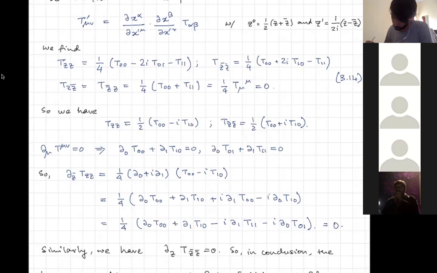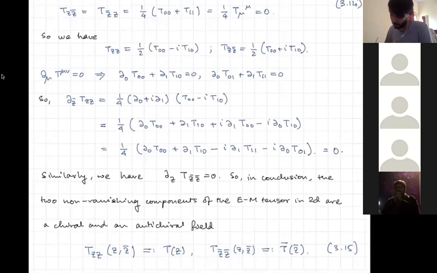Yeah, so here you use the fact that this is traceless. So T00 is going to be minus T01 T11. That's a change from here and here. And these two guys, since T10 and T01 are the same, you can interchange these two. And now what you find is that del z bar of Tzz is equal to 0, right? So this is what you find.